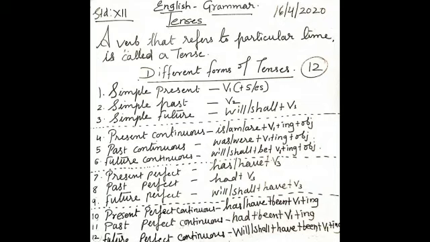Now the formula of future tense is subject plus will or shall plus original verb plus object. She shall or will attend the meeting tomorrow. That means the action will take place tomorrow.